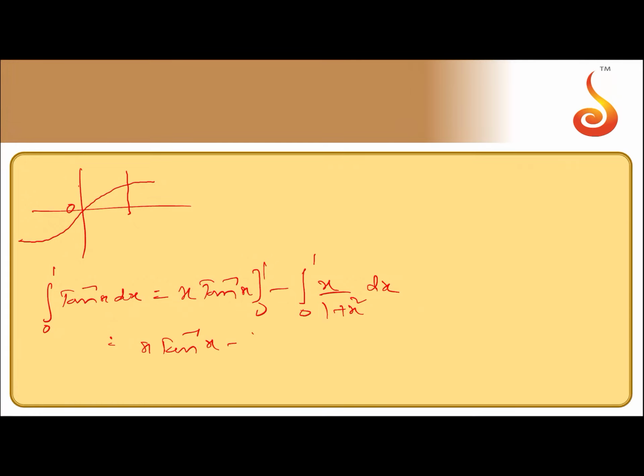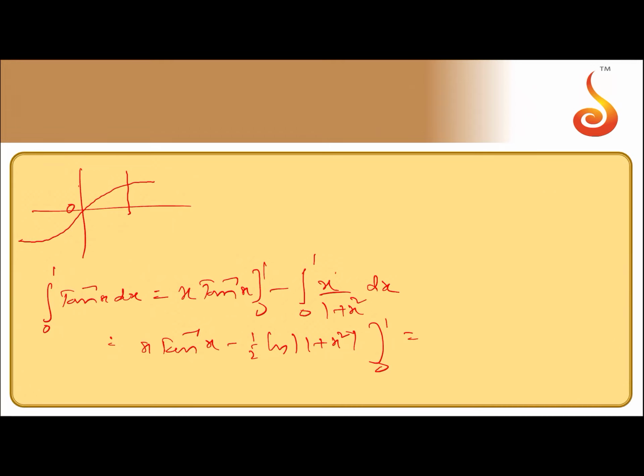Therefore it is nothing but integral 0 to 1 of tan inverse x dx. Same as the previous formula: x tan inverse x, limits from 0 to 1, minus integral 0 to 1 of x divided by 1 plus x square, the derivative of tan inverse x. That equals x tan inverse x minus half log of 1 plus x square, the denominator's f dash by f model. So limits from 0 to 1.